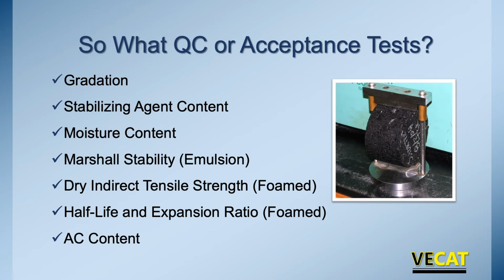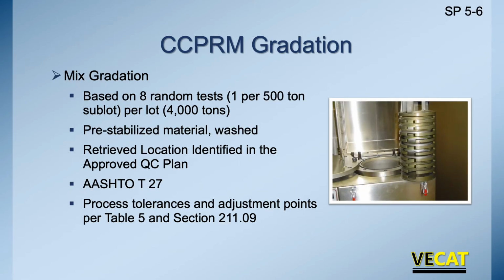And then we're checking AC content. So is that final product with the wrap and with the different stabilizing agents, do we have the asphalt content that we were expecting? So with the CCPRM, we're checking gradations.